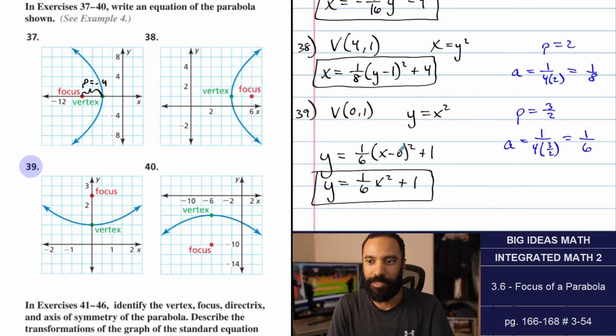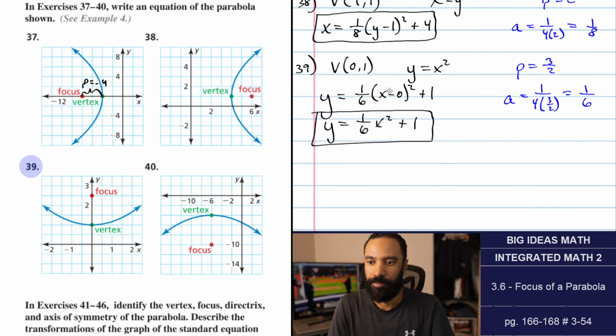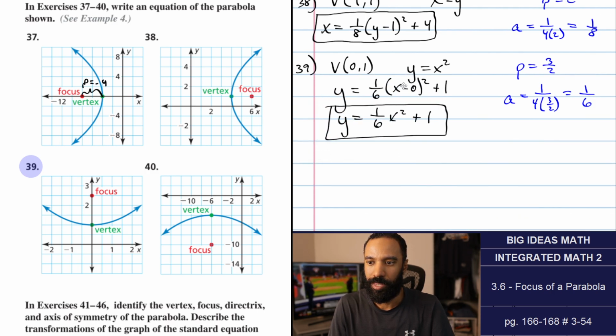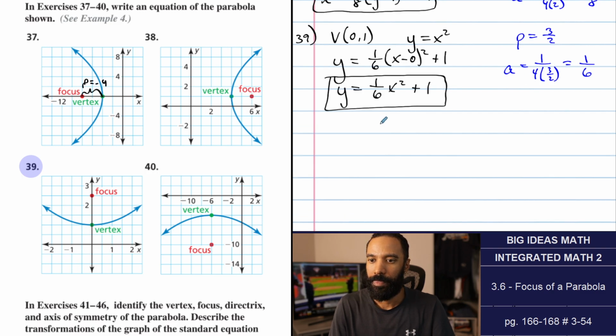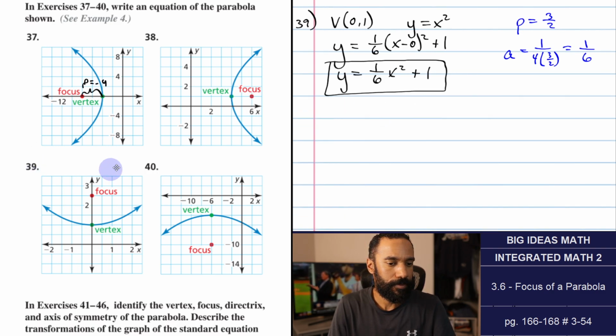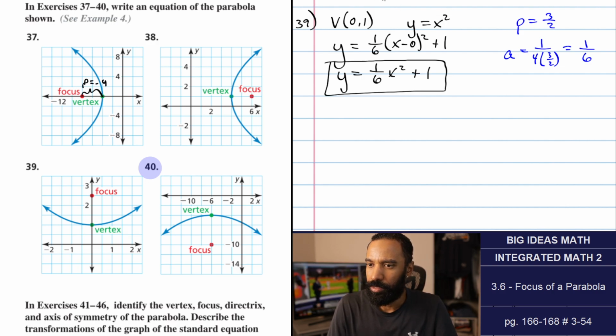And that is number 39. There we go. And then number 40, these scale by 2s. Yep. They really want to test you on your scaling here.